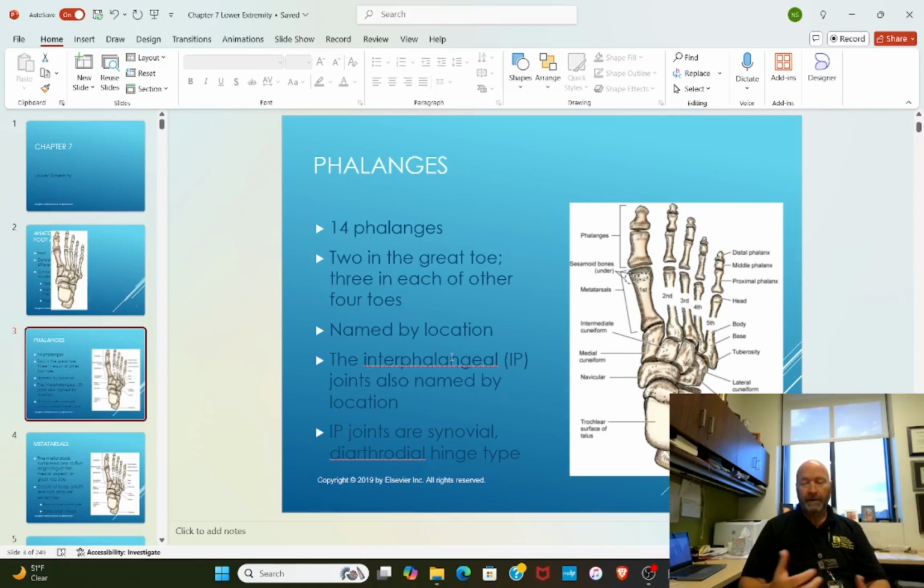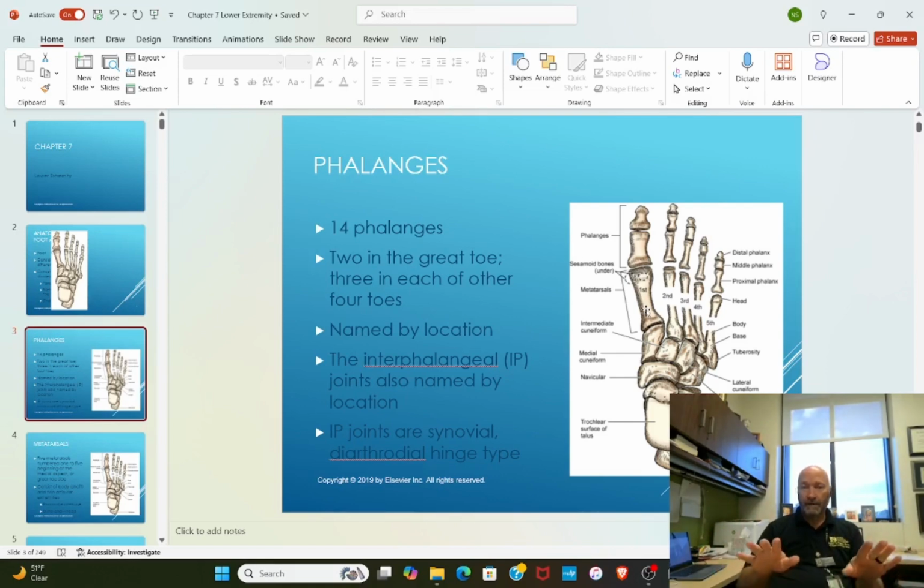The interphalangeal joints, I'm not going to go very deeply into that because we talked about that in the upper extremity, but they follow the same pattern with proximal and distal interphalangeal joints and so forth. But the numbering is exactly backwards from what it was in the upper extremity. In our upper extremity anatomical position, our thumb being the lateral-most finger, we counted from the outside in: 1, 2, 3, 4, 5. In the toes, it kind of follows the same pattern, but at the same time it's exactly backwards.